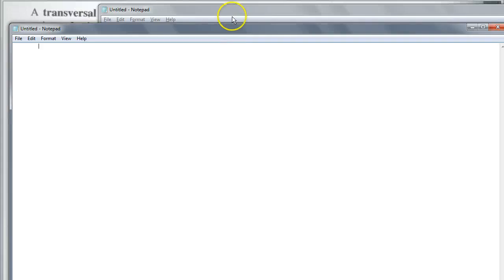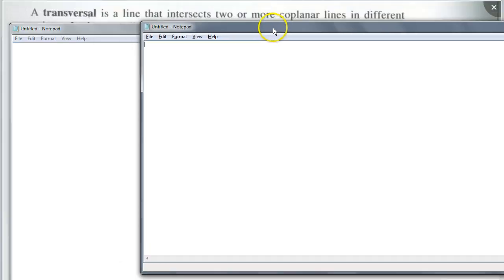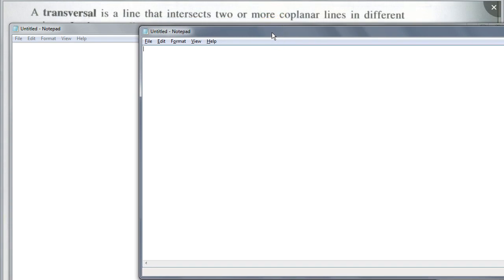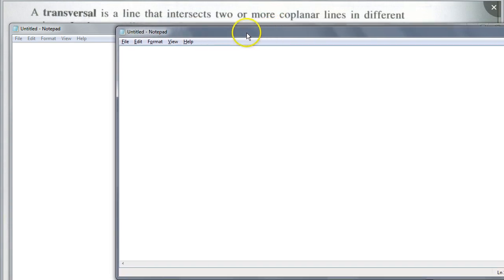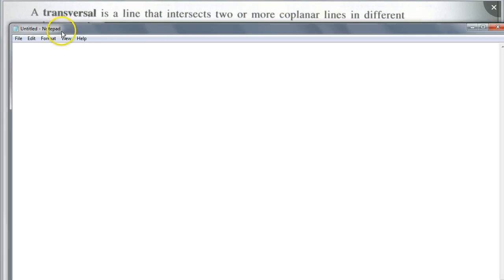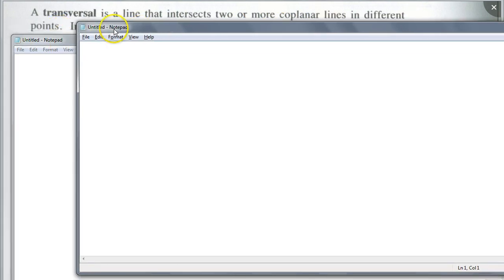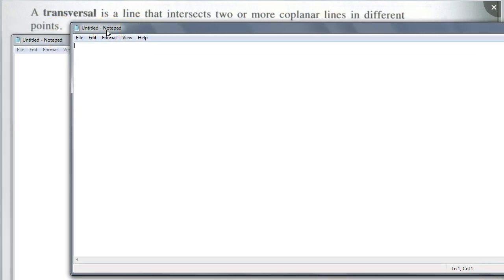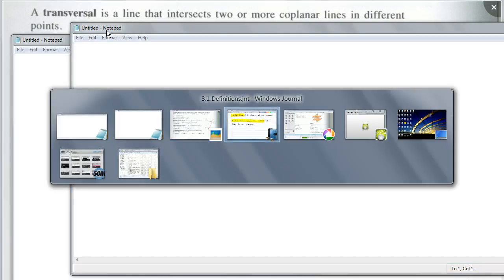Actually, yeah, exactly. It doesn't have to be parallel. It could be a line that intersects two or more. And again, we have this word coplanar lines in different points. That is the definition of transversal. A lot of you remember this as a line that goes through two parallel lines, but that's not necessarily everything. So you're exactly right.